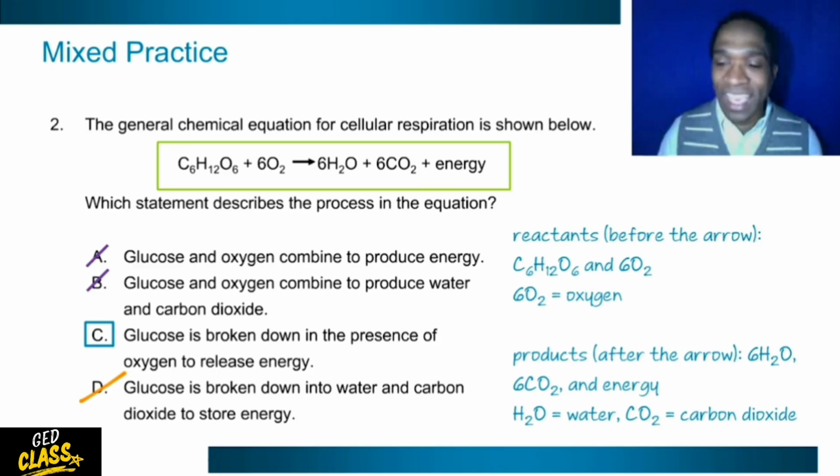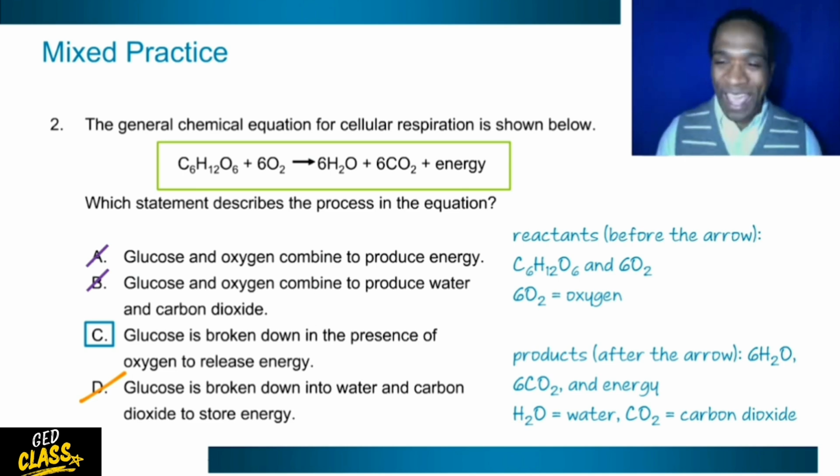Yes, now choice C references water and carbon dioxide by stating that glucose is broken down in the presence of oxygen. And that's accurate. The glucose and oxygen are reactants that are broken down into 3 products. Also, since energy is one of the products in the chemical equation, energy is released. So again, C is absolutely right.